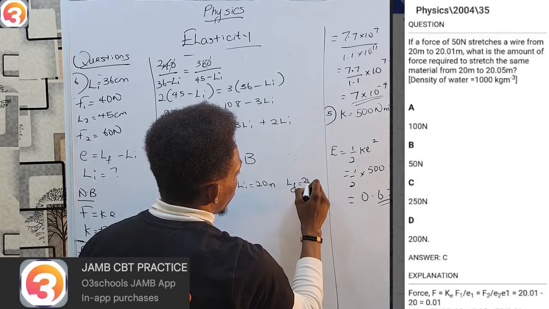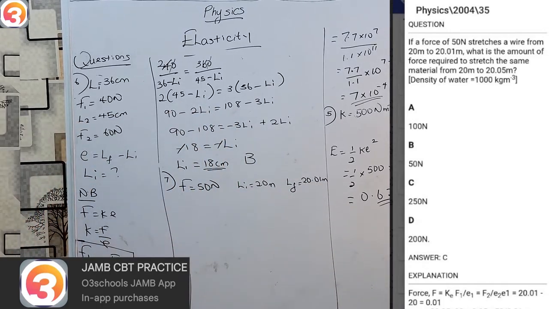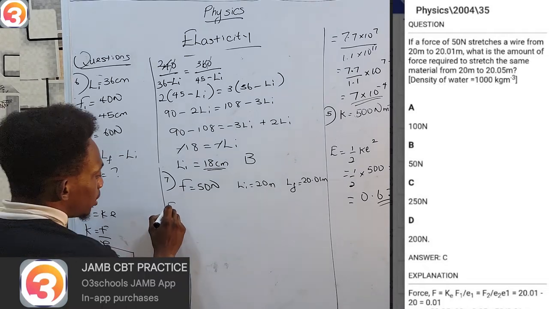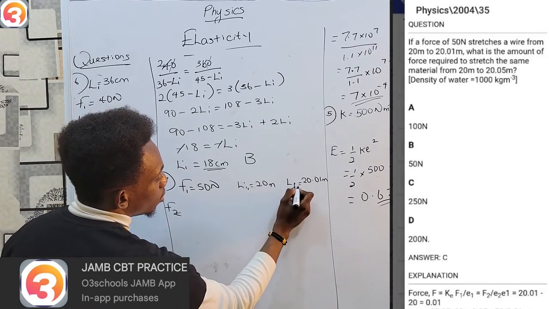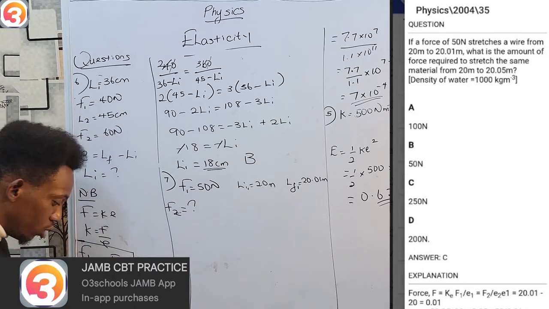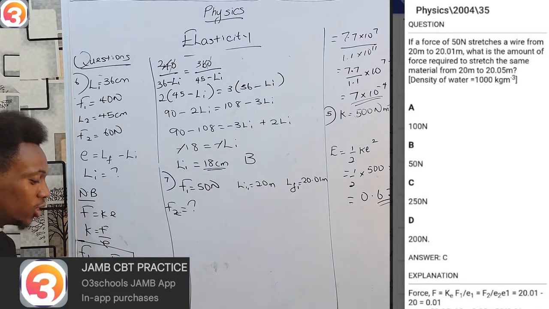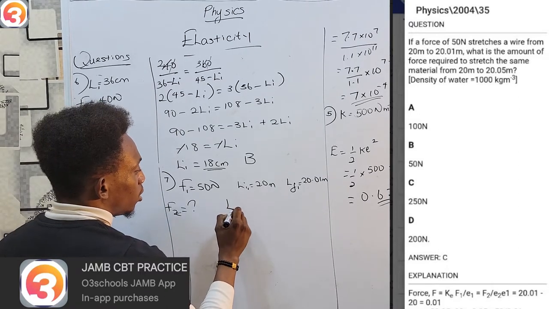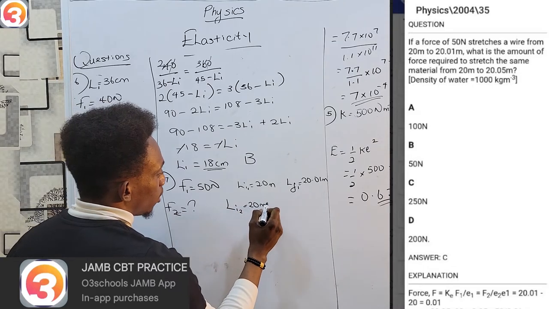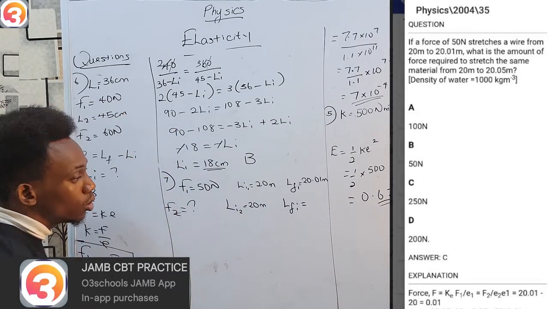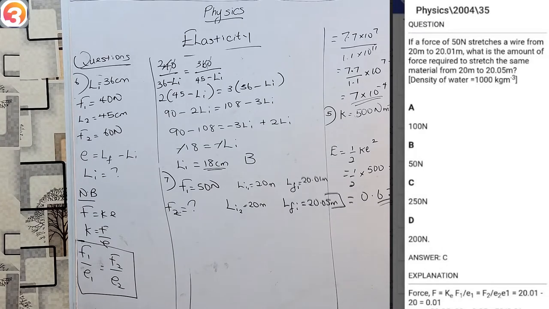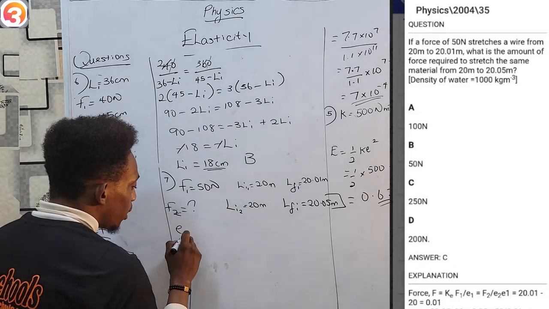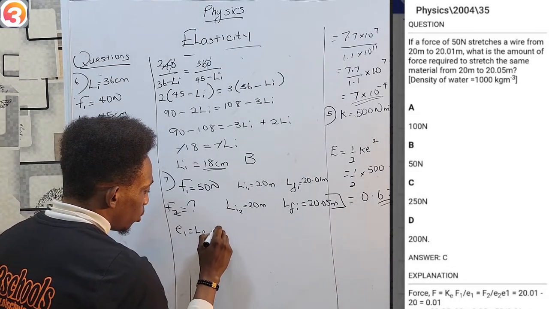This must be final, 20.01 meters. What is the amount of force? Now, remember, like I just said, if there is now a new force, it must be F2. This must be F1. So, what must the new force be? What is the amount of force required to stretch the same material from 20 meters? That means my Li2 will also be 20 meters. But now we are stretching it from 20 meters to 20.05 meters. Now remember, I'm not working with length, I'm trying extension. So E1 will be LF1 minus LI1.